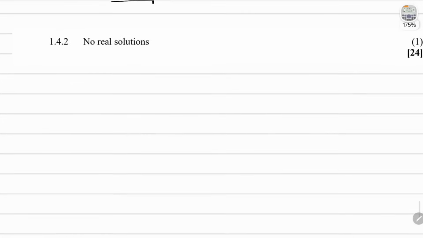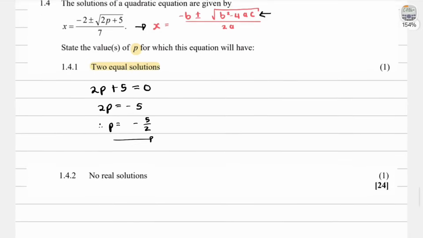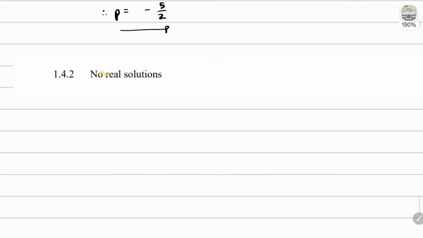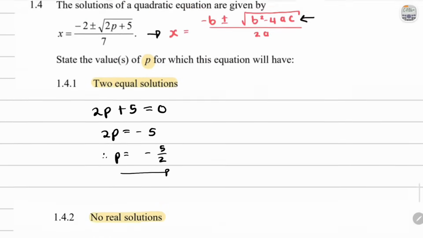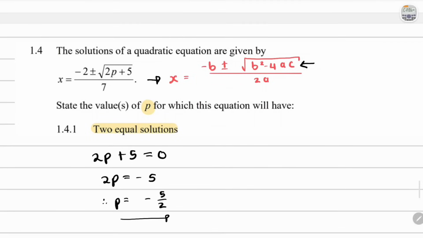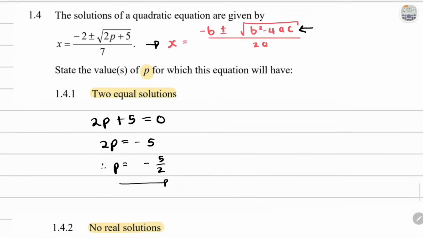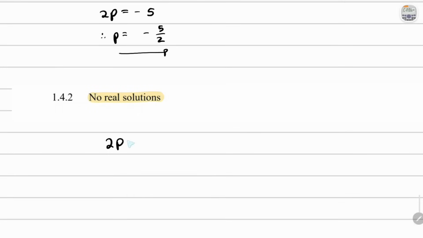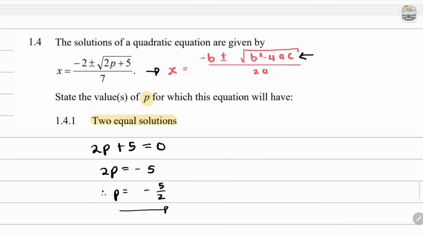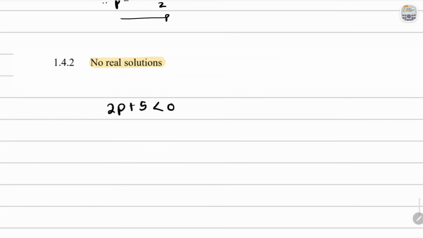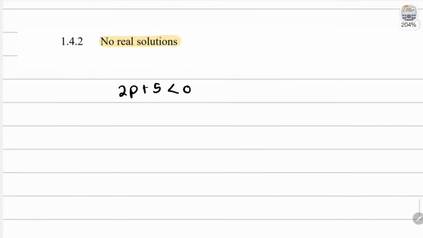And 1.4.2, the last question for question 1. What must p be for us to get no real solutions? No real solutions. The only way we can get no real solutions with that discriminant is if the discriminant b squared minus 4ac, which we now know is 2p plus 5, is simply less than 0. Why? Because it's going to be non-real as long as that part is a negative number. What happens when you square root a negative number? You get a non-real solution. On the calculator that you are allowed to use for exams, it's going to say math error. Okay, so that's what we're going to do here.